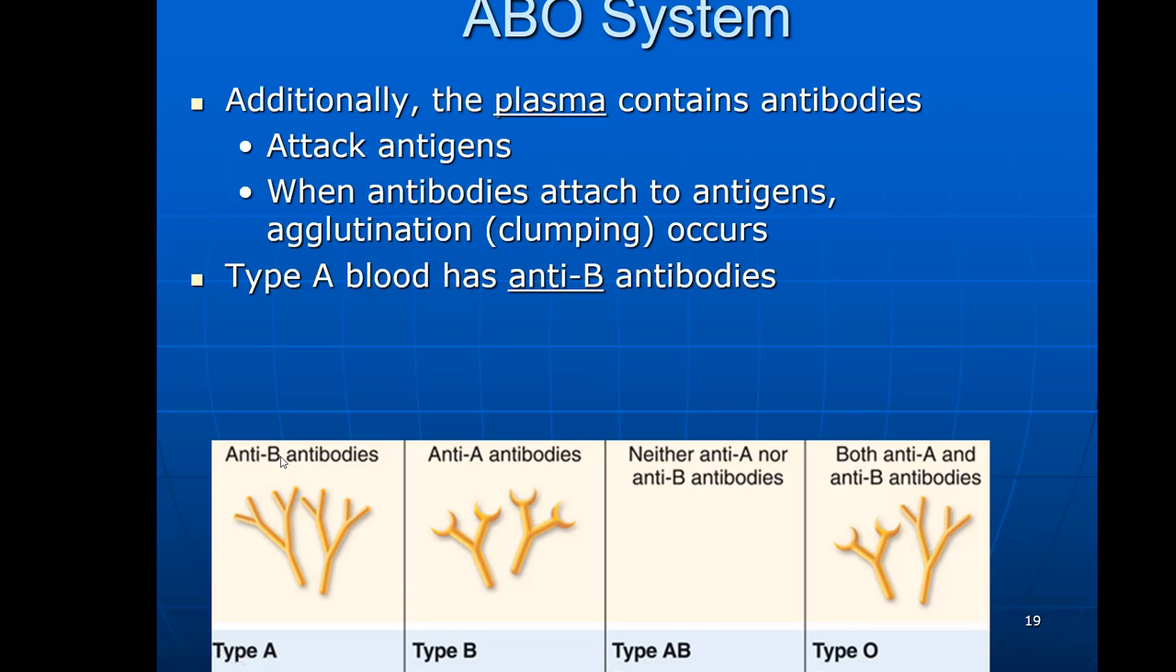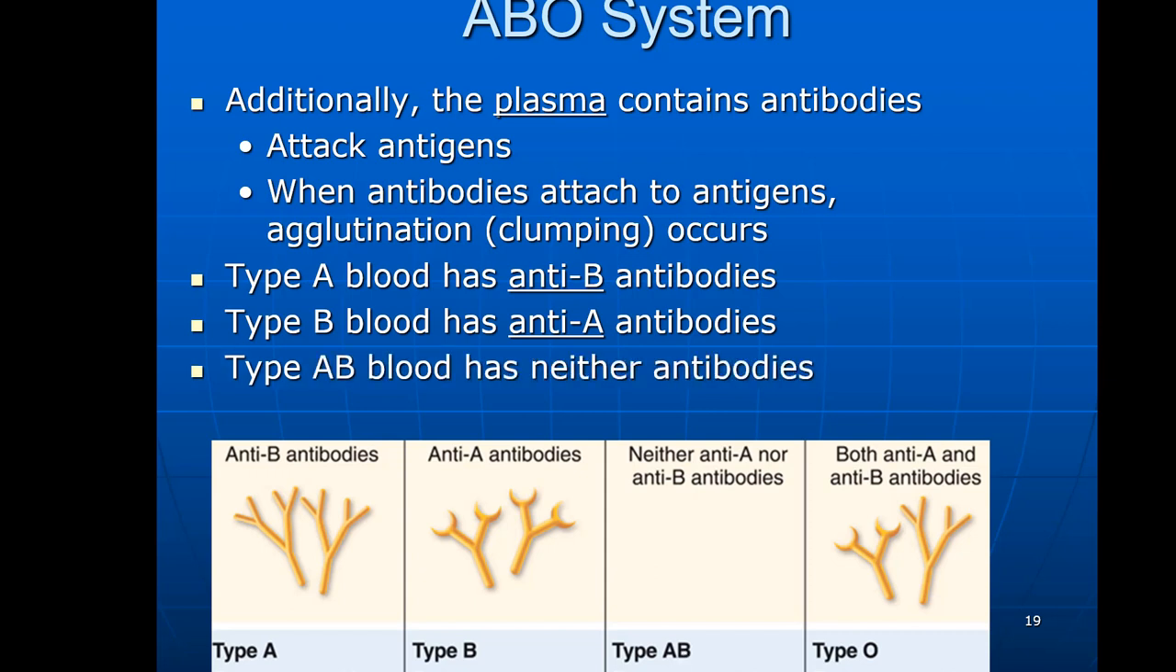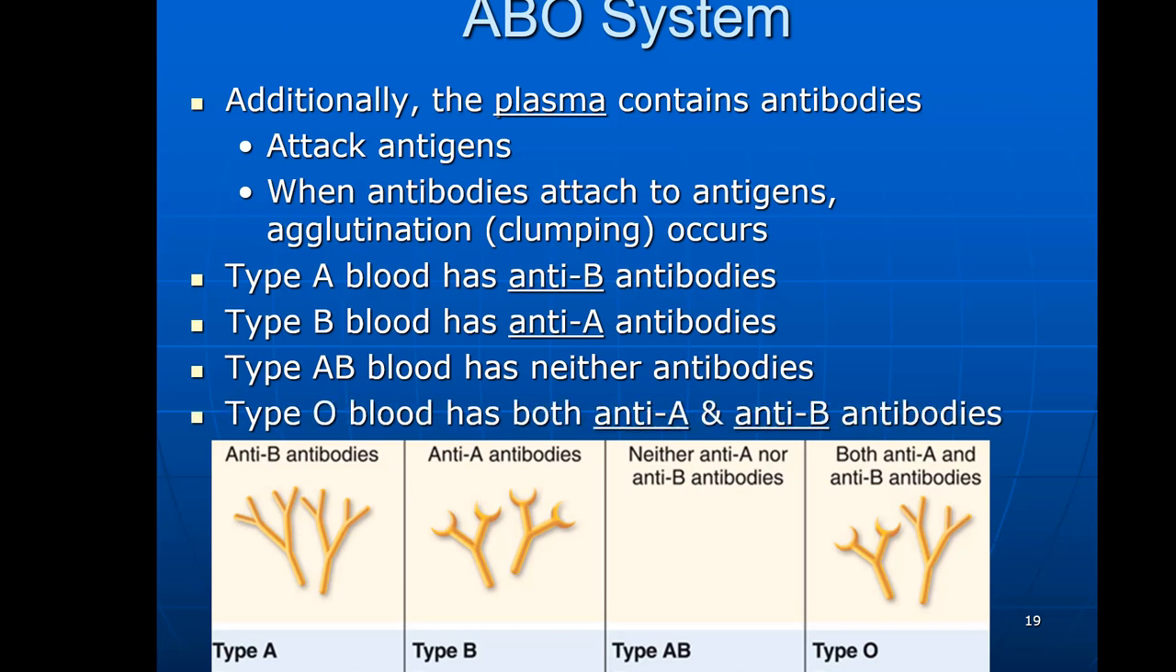In return, type B blood, which has antigen B on the surface, can have antibody A in the plasma. And type AB blood, remember, has both A and B antigens, so it can't have any of those antibodies in the plasma, because if it did, agglutination would occur. Then type O blood, which has no surface antigens, can have both antibodies in the plasma, A and B.